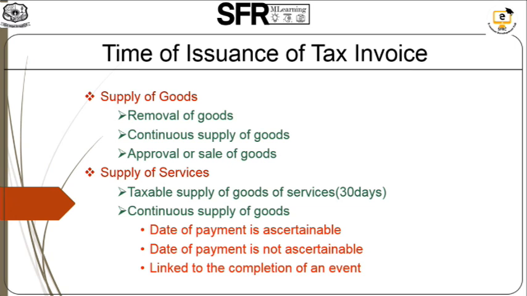In case of continuous supply of service, where the due date of payment is ascertainable from the contract, the invoice shall be issued on or before the due date of payment. Where the due date of payment is not ascertainable from the contract, the invoice shall be issued before or at the time when the supplier of service receives the payment.